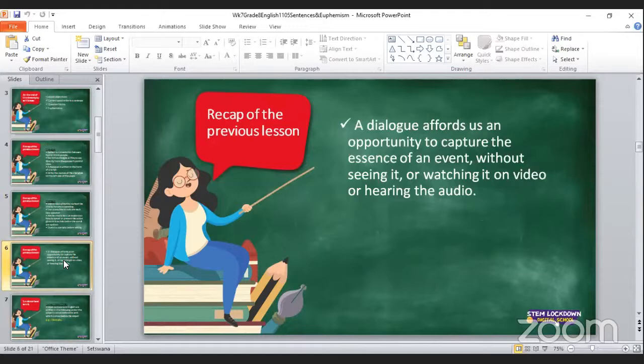We did say that a dialogue affords us an opportunity to capture the essence of an event, even though we are not in that event, we did not witness anything about it, we did not see the video, or even hear the audio of that conversation. That is what we dealt with on Friday in our previous lesson, which was on dialogue.